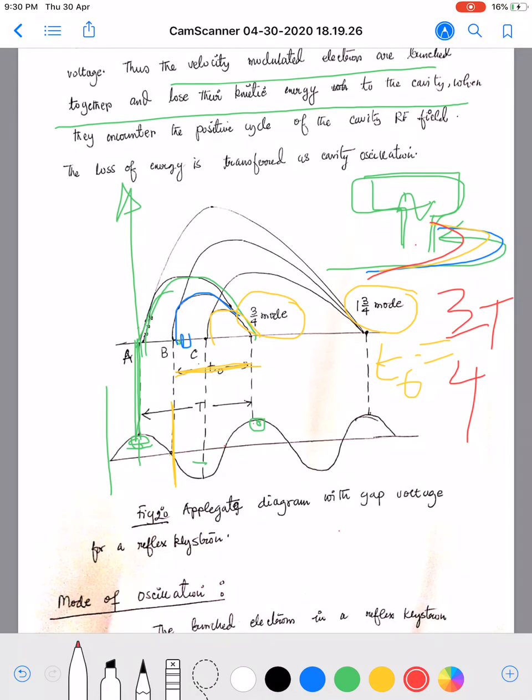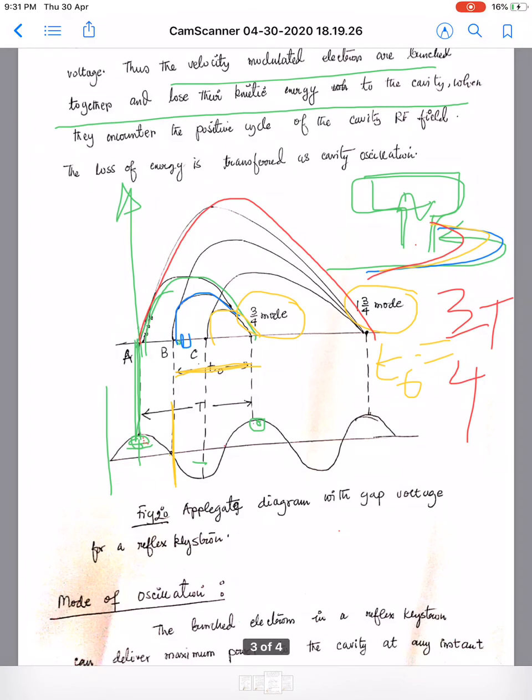The next will be the 1 and 3/4 mode. In that case, this positively charged, increased velocity electron will travel and collapse at the next positive peak. Then again another resonance will happen. So the modes will be 3/4, the fundamental mode with the highest kinetic energy. The power with the fundamental mode will be maximum, then the 1 and 3/4 mode, then the 2 and 3/4 mode, etc. But the most prominent mode will be the fundamental mode, that is the 3/4 mode.